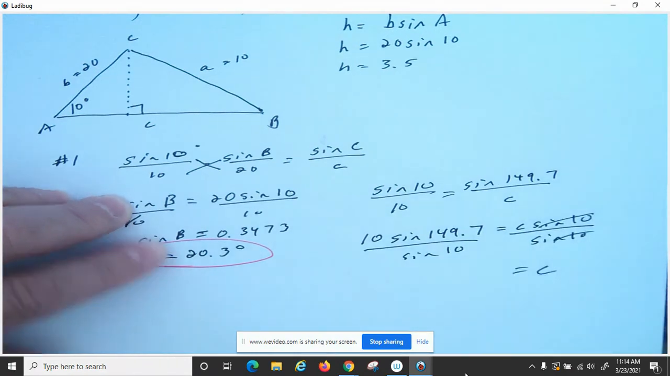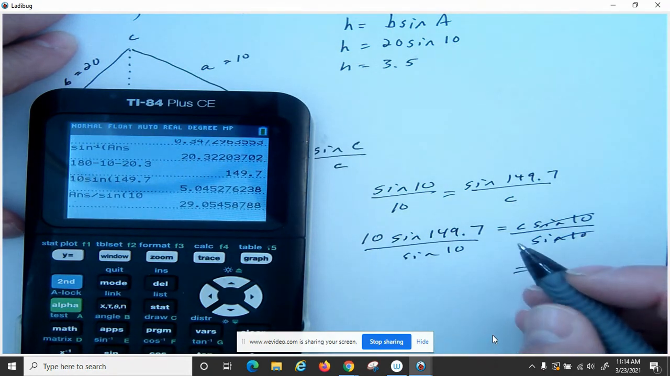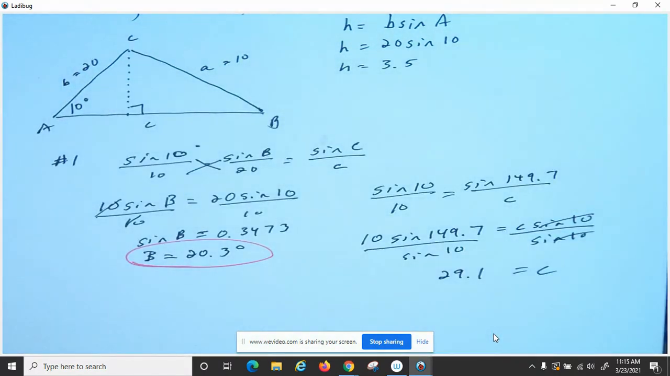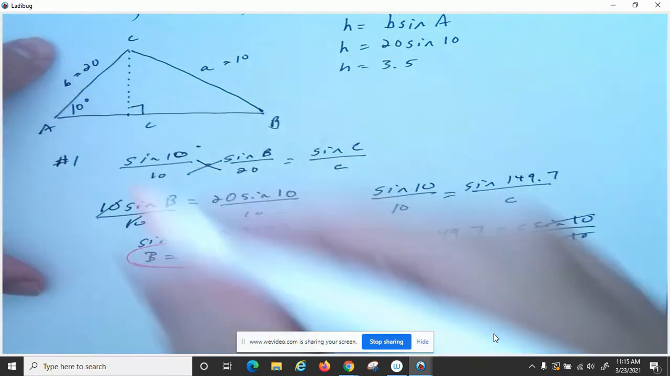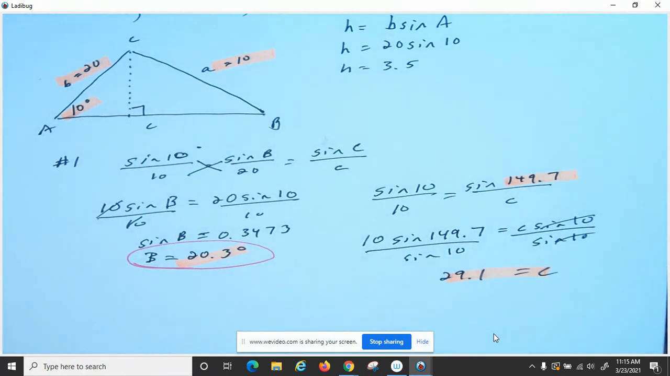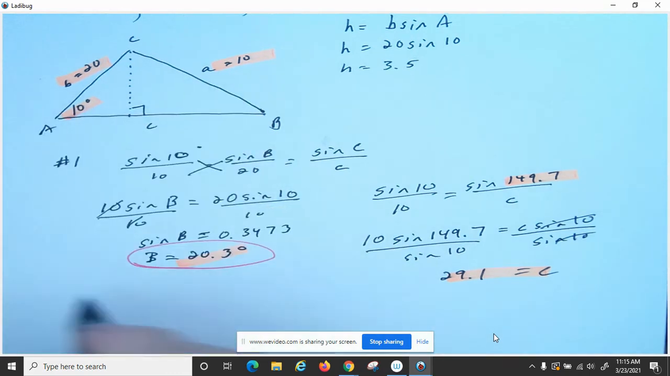All right, so side C is going to be equal to 10 times the sine of 149.7 divided by the sine of 10. And side C is going to be equal to 29.1 units. All right, so I do have all 6 parts of this triangle. I have angles A, B, and C. I have side A, side B, and side C. Again, these 3 values carry over into triangle number 2.